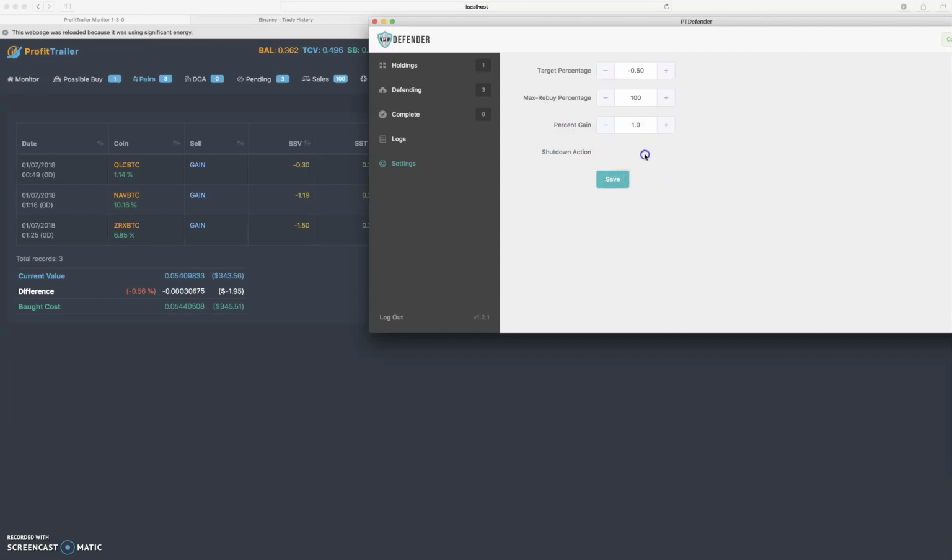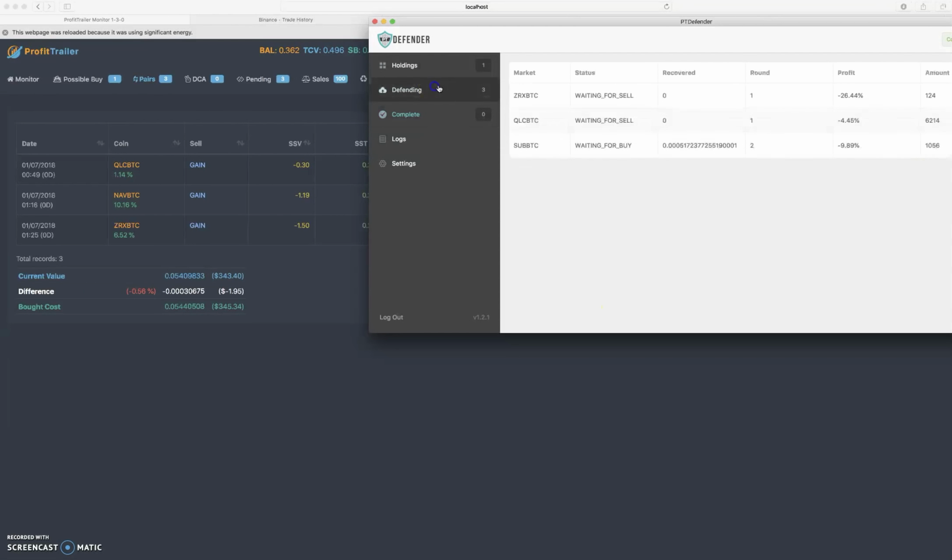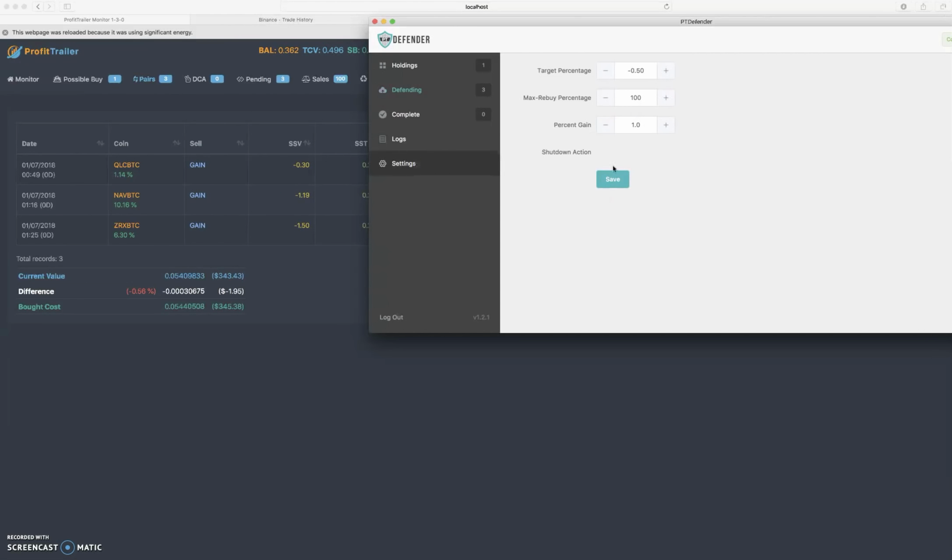But this shutdown action used to say hold or sell, I believe, or hold remaining or sell remaining, something like that. And basically what that would tell your PTDefender to do is, once it's complete, do you want to hold the rest of your coins in your account, or do you want to sell those coins at a relative loss for what they are now, but you've already recovered whatever your gain is? So you've recovered this amount, which is an overall gain of whatever you put in for your percent gain here.